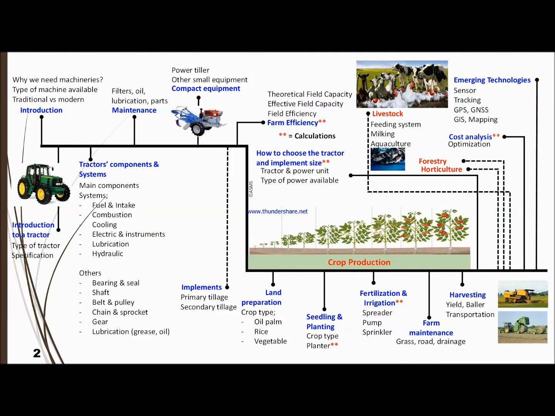If you look at our timeline, crop production is our major focus, and in this topic it will be land preparation. Farm efficiency will be one of the topics, but we can do it after this topic, topic number 6. You need to understand first what type of implement is involved, so that eventually you will be able to calculate the farm efficiency.